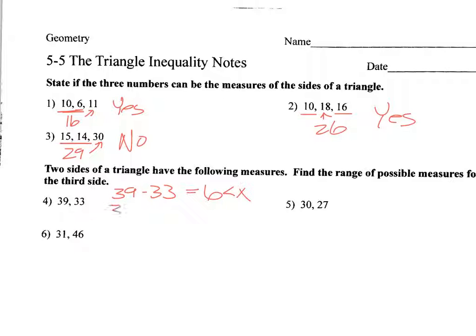Then the other thing you do is you add the two numbers. 39 plus 33 would be 72. So then the third side, which is x, has to be less than 72. So the range has to be between 6 and 72.